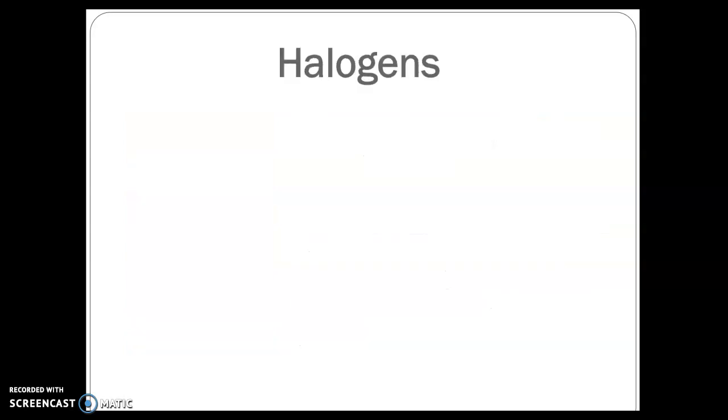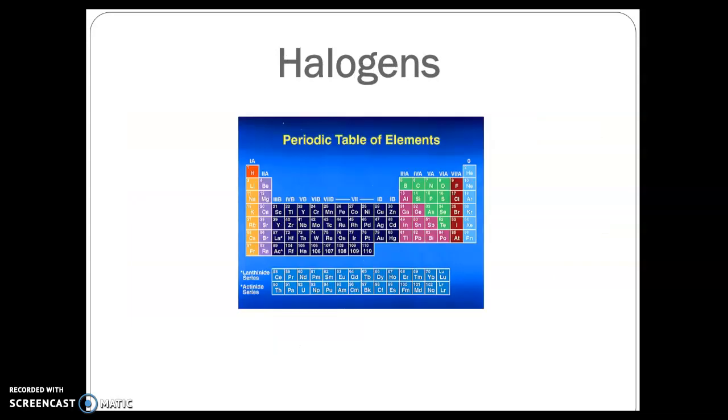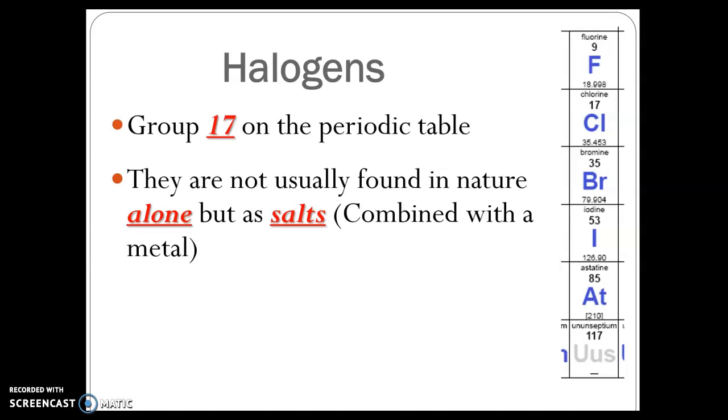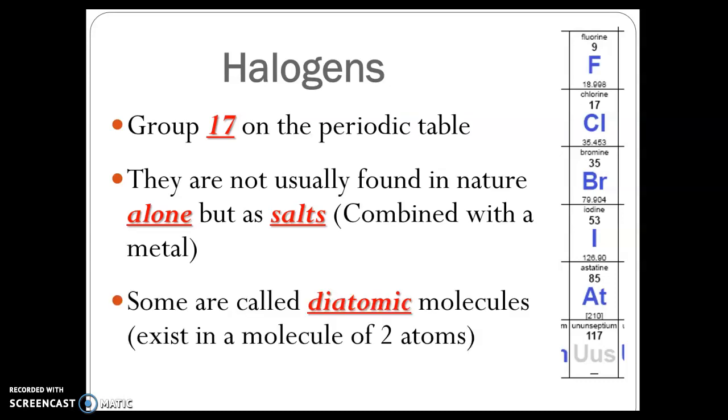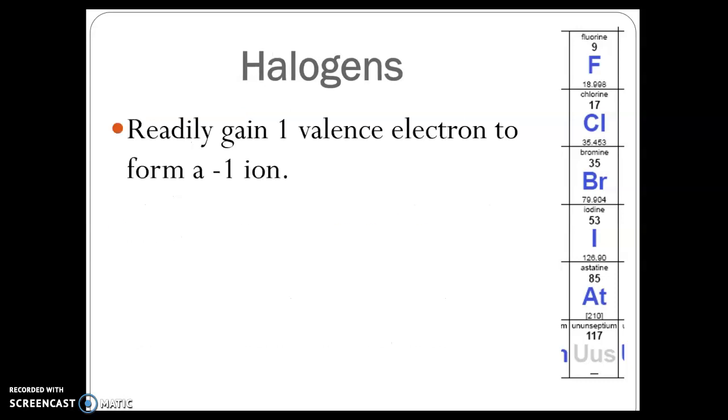They're the most stable. We have our halogens, kind of skipped over them. They're group 7 or 17. They are not usually found in nature alone, but as salts combined with a metal. Some are called diatomic molecules because they exist in molecules of two atoms. So like fluorine is F2, chlorine gas would be Cl2. They readily gain one valence electron to form a -1 ion.